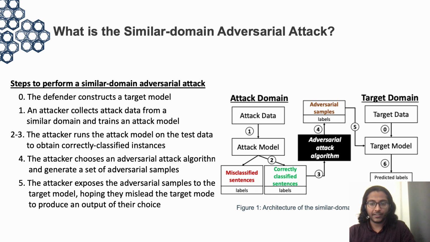First, the defender, the target of the attack, constructs a target model. An attacker, only having a rough idea about the target's task but lacking direct access to the target data or target model parameters, collects attack data from a similar domain and trains an attack model. They run the attack model on the test data to obtain correctly classified instances. They choose an adversarial attack algorithm and generate a set of adversarial samples. They expose those samples to the target model, hoping they mislead the target model to produce an output of their choice.